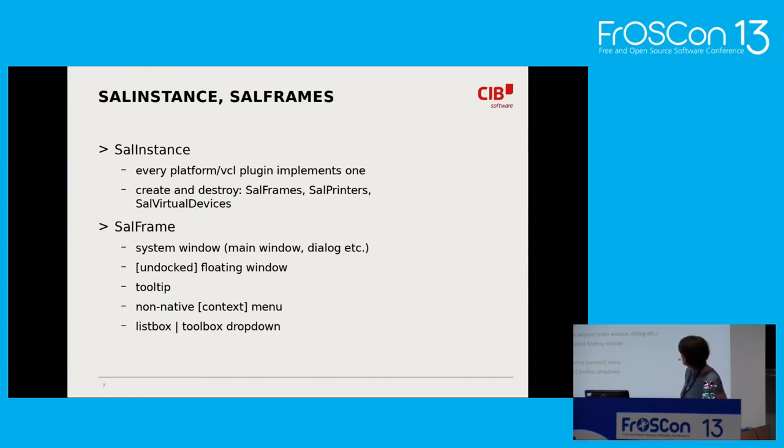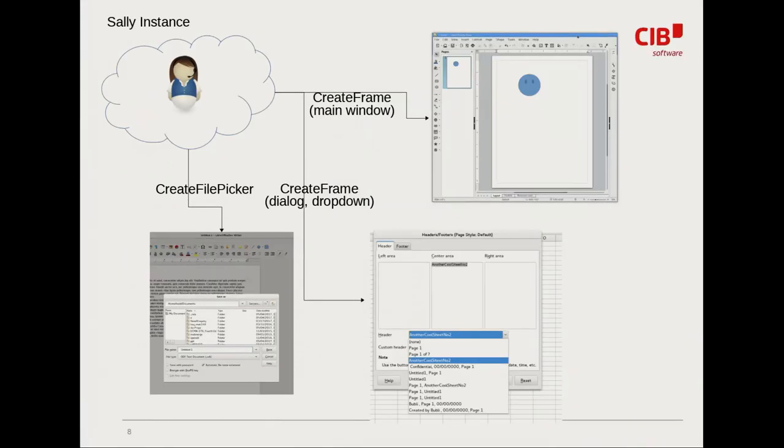Maybe it would be better to show a picture. Yes, the cell instance is in the left corner, and her main task, or one of the most important tasks, is to create cell frames. And what is a cell frame?